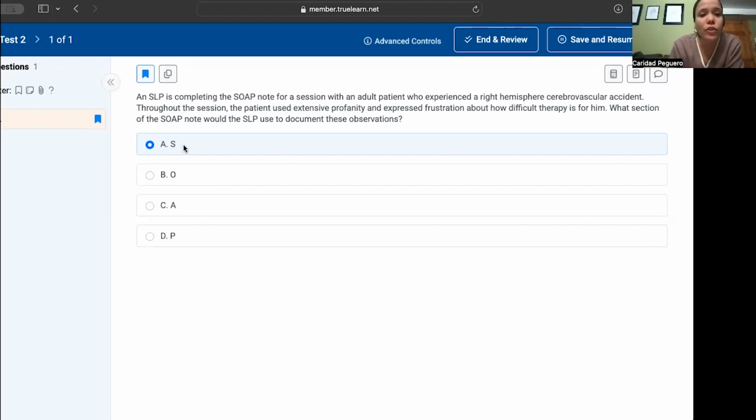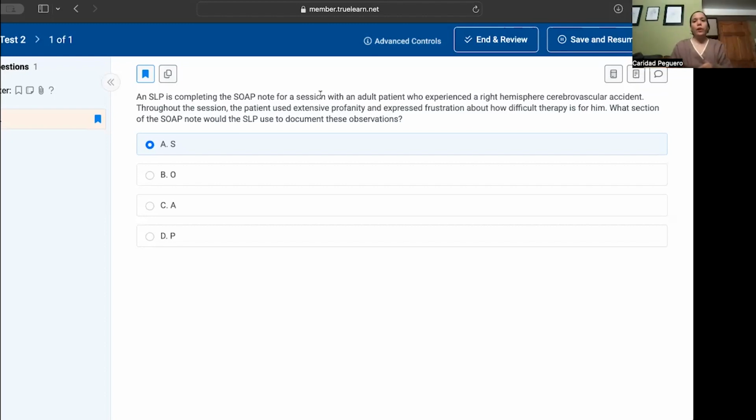So we have A, which is S, which stands for the subjective, B, which is O, the objective, C, which is A, the analysis, and D, which is P, and that's the plan or the action plan. Being that this patient used extensive profanity and expressed frustration about how difficult therapy is for him, he's basically talking about how he feels about the situation that he's currently in, just expressing all of his emotions.